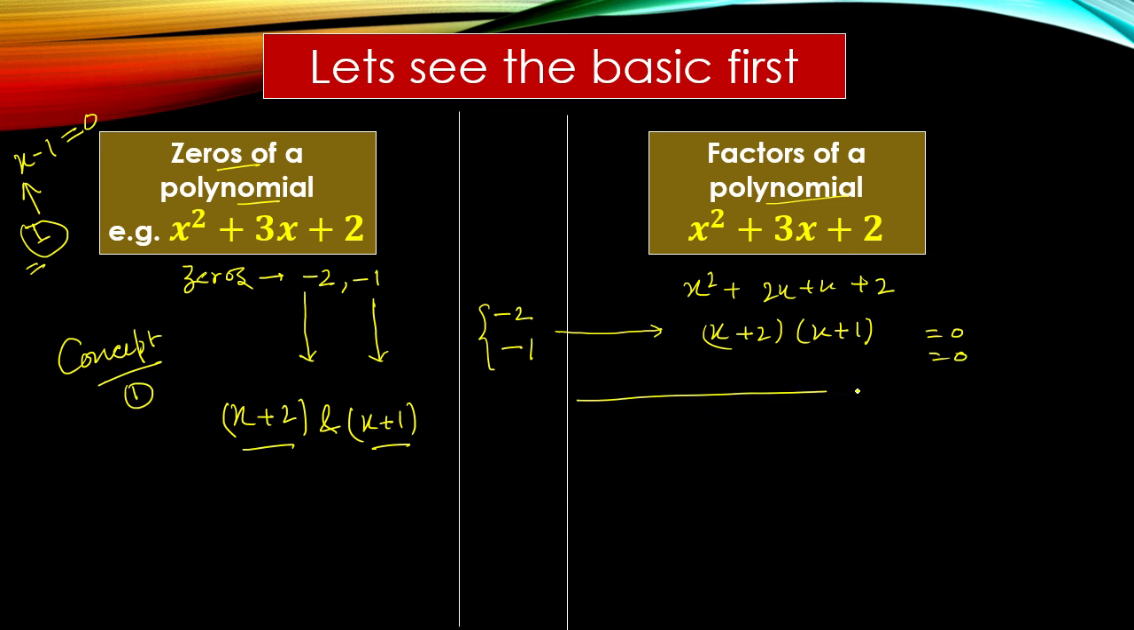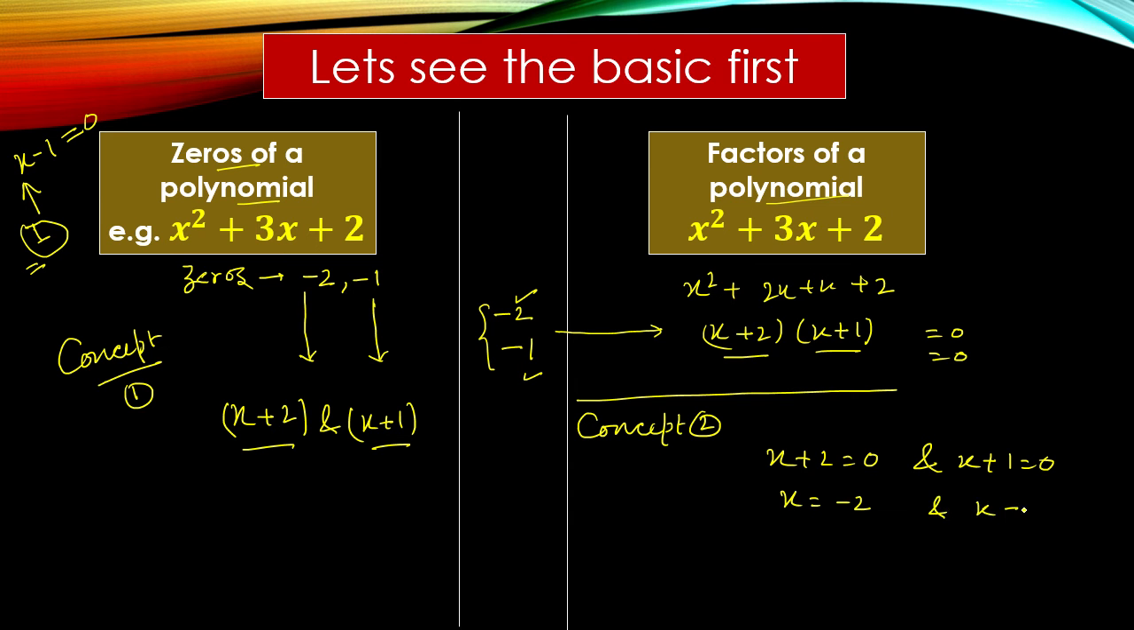Now moving to concept 2. What is concept 2? Here we are trying to find the zeros. We have put minus 2, minus 1. What is the method actually to find the zeros? Get the factors of the polynomial and equate the factors separately to 0. You will find the zeros of the polynomial.